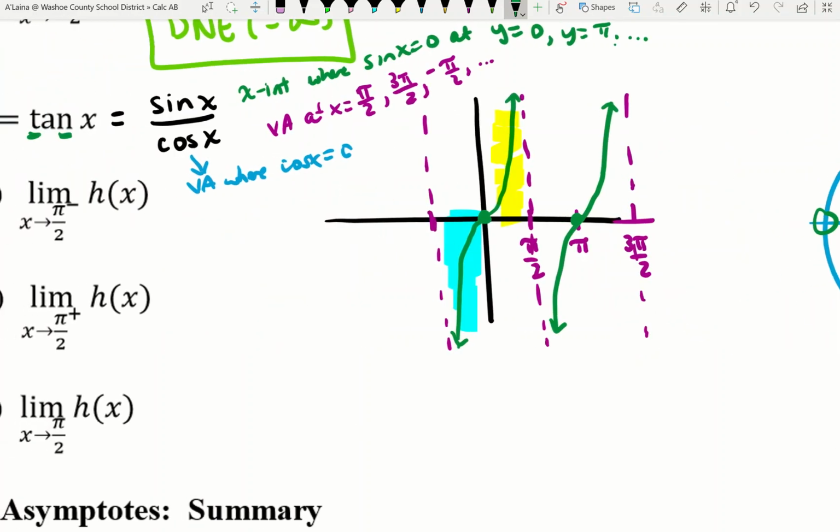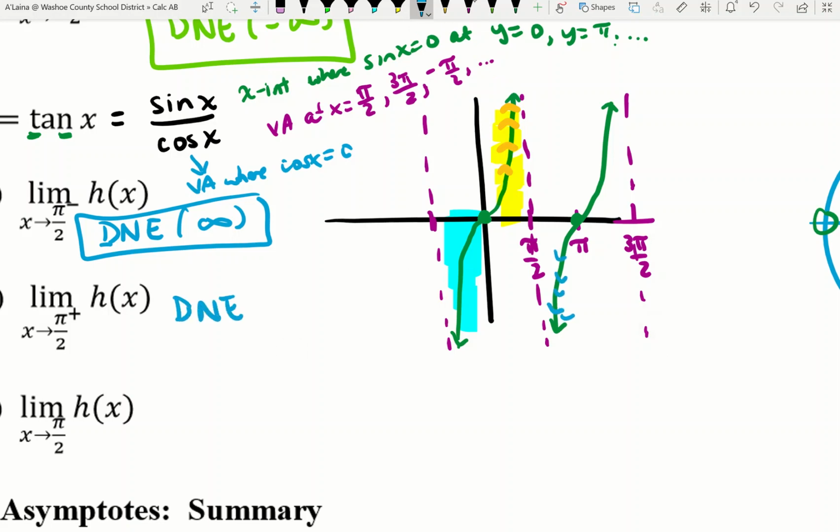And now that we have a sketch, we can go ahead and find the limits. I want to look at pi over 2 approaching from the left-hand side, and that is going up to positive infinity, which is not a finite number, so the limit does not exist. If I look at what's happening as we approach pi over 2 from the right-hand side, I am going down to negative infinity, again, not a finite number. So it does not exist because we're approaching negative infinity. Please make sure you are including the positive or negative infinity.